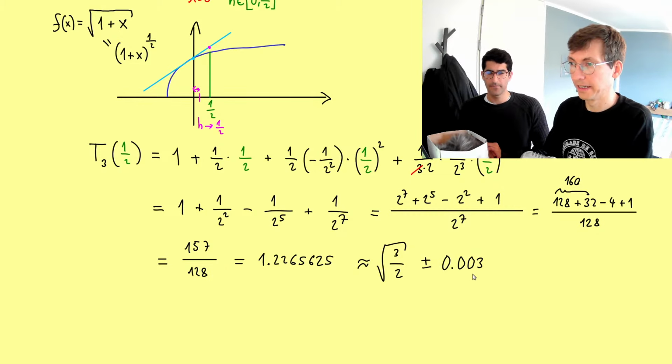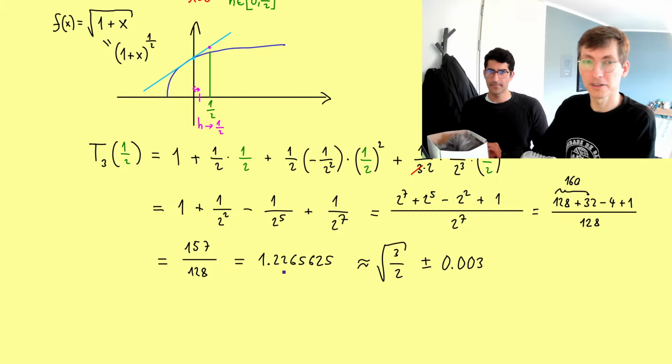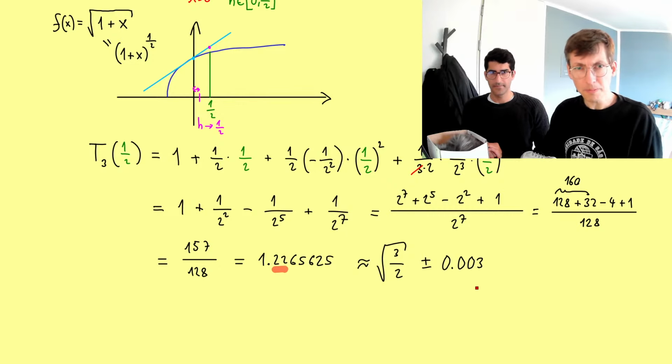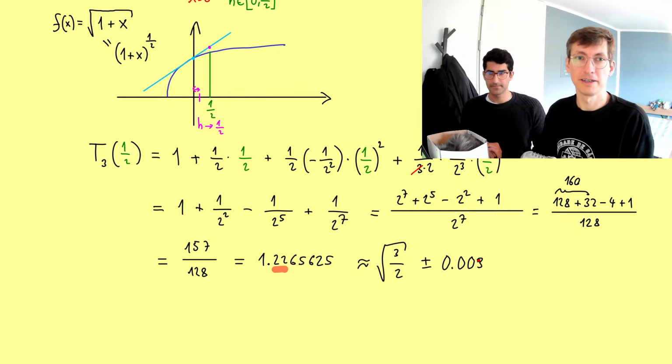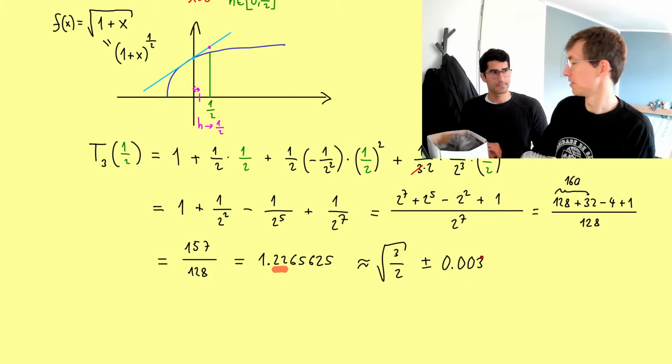So this one tells you that if you are off by 0.003, it means the first two digits after the decimal point will not change. In other words, if you have this as your approximation, our estimate, this tells you how good your approximation is.